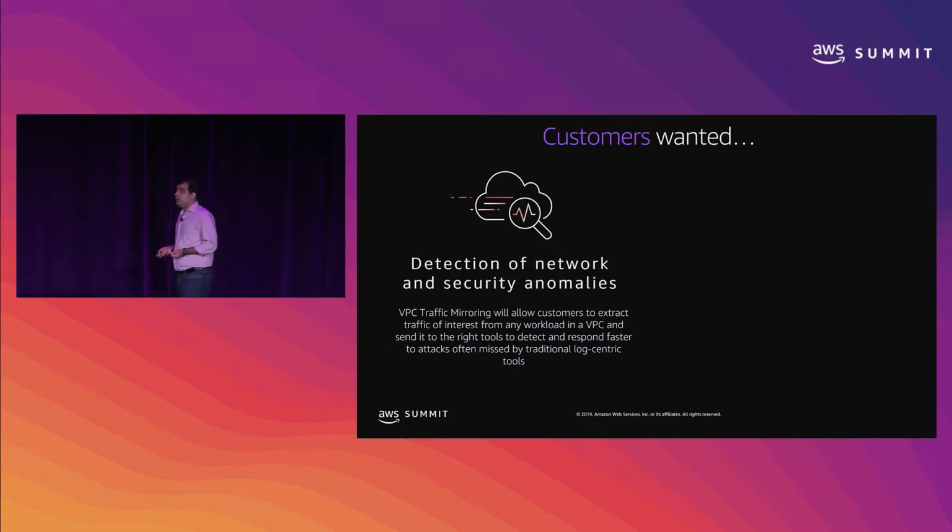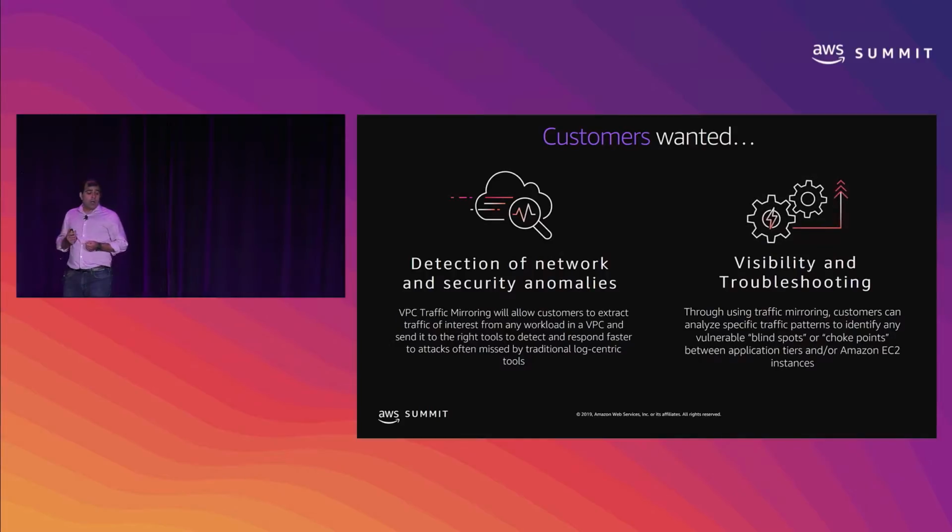The second important use case for traffic mirroring is troubleshooting and visibility. A lot of times, our customers who have pretty sophisticated applications deployed in their VPC want to monitor traffic between their microservices or application tiers to figure out blind spots or choke points so that they can remediate them. Or if there is an issue happening in production, you want to look at the packet captures between the applications so that you can figure out what exactly is going on between them.